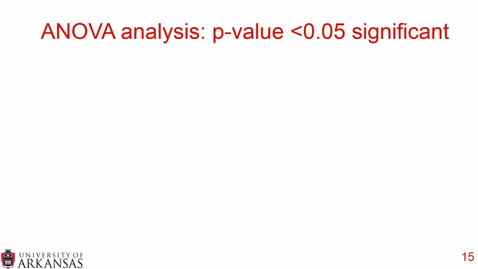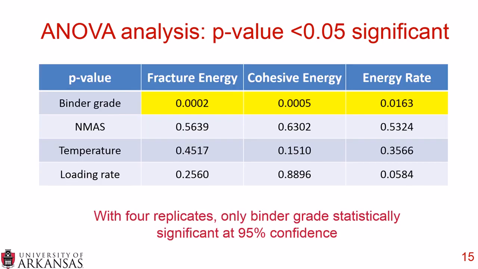Dr. Yang also performed an ANOVA analysis, and any p-value less than 0.05 is considered significant. And you can see here we have the fracture energy, the cohesive energy, and the energy rate going along that top row. And then the far left column, we have binder grade, nominal maximum aggregate size, temperature, and loading rate. And you can see the only statistically significant influences were found on the binder grade. So each test had 4 replicates, and only the binder grade was statistically significant with a 95% confidence.